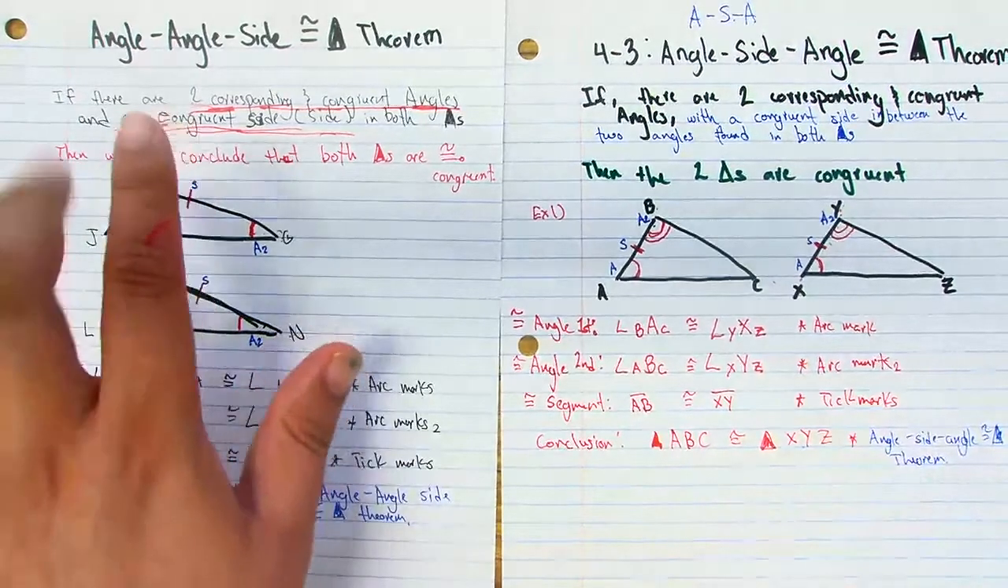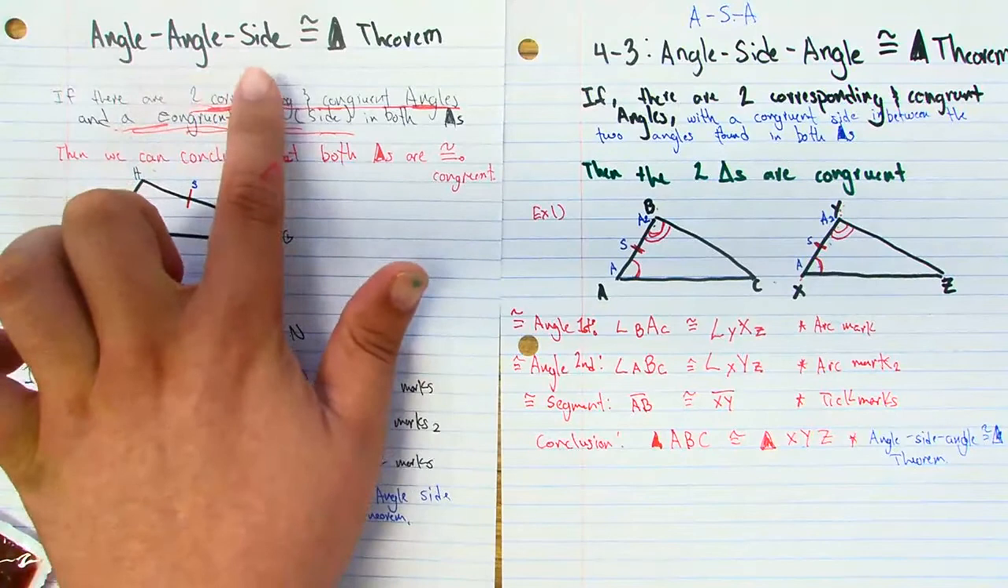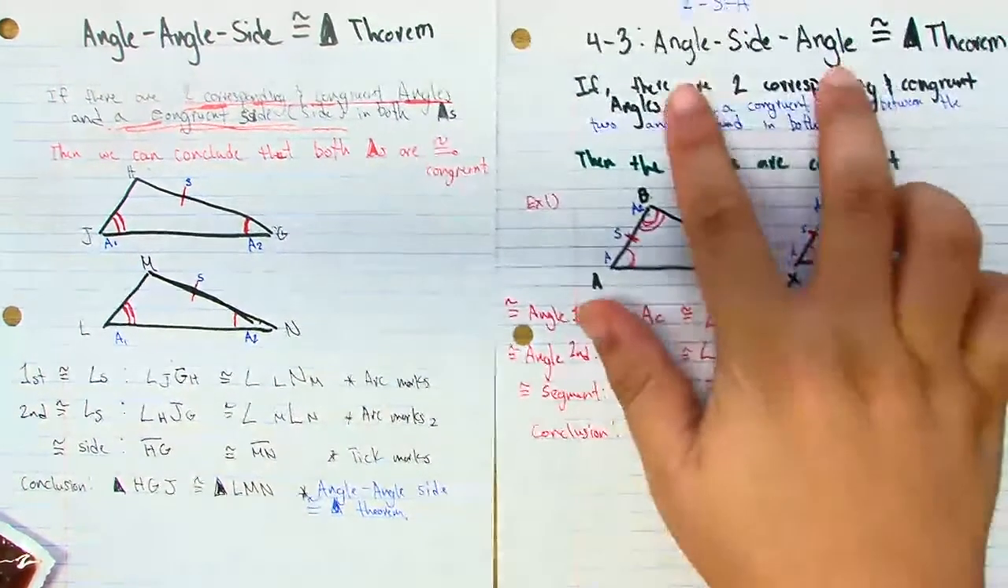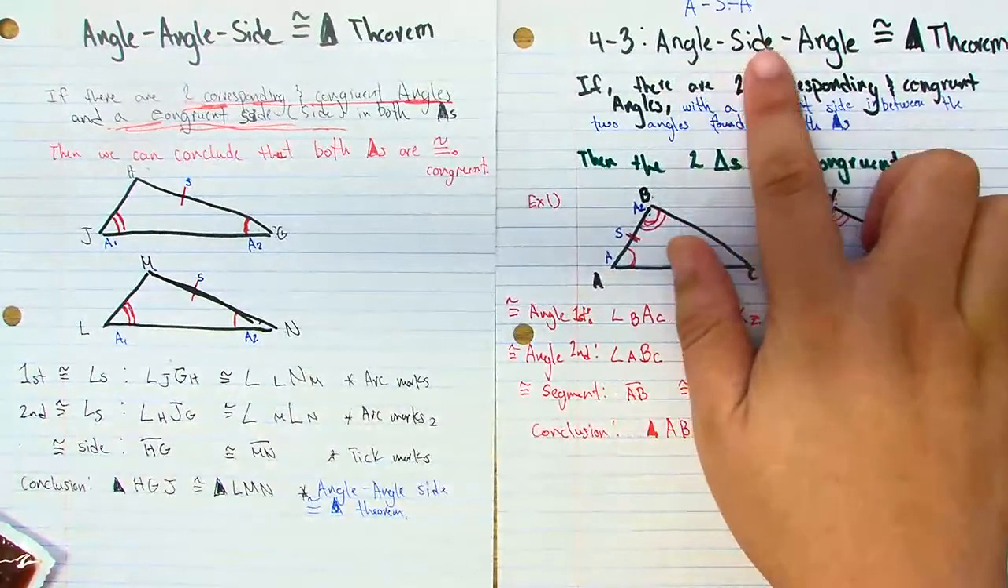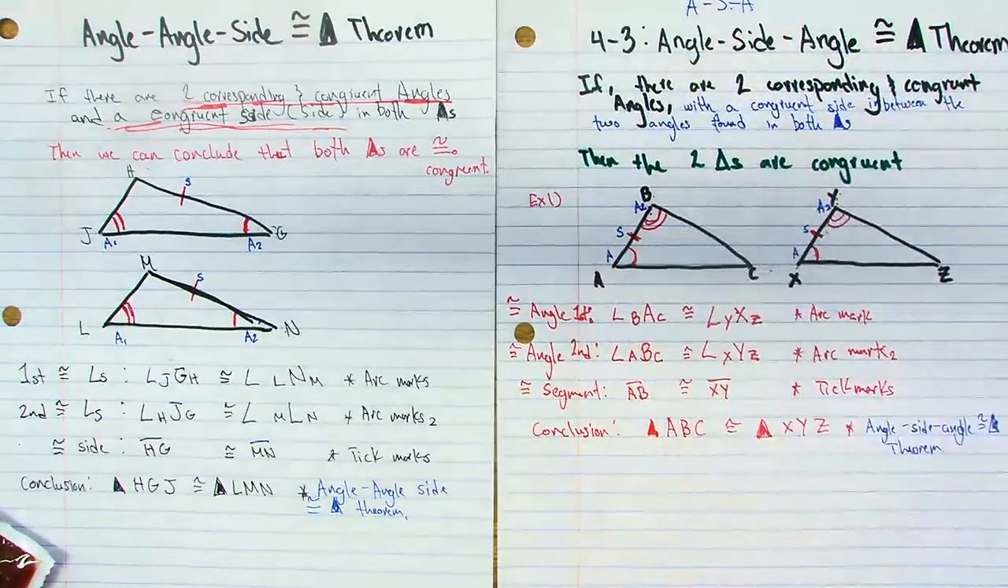For the angle side, you need at least two pairs of congruent angles and a pair of congruent sides on both triangles. Here it's kind of different, right? Why? You need two pairs of congruent angles and a congruent side in between the two angles. That's the only difference, right?